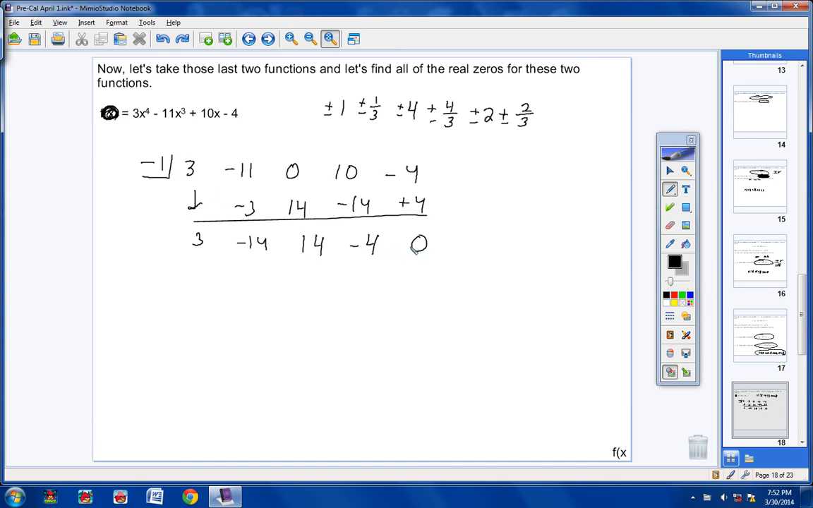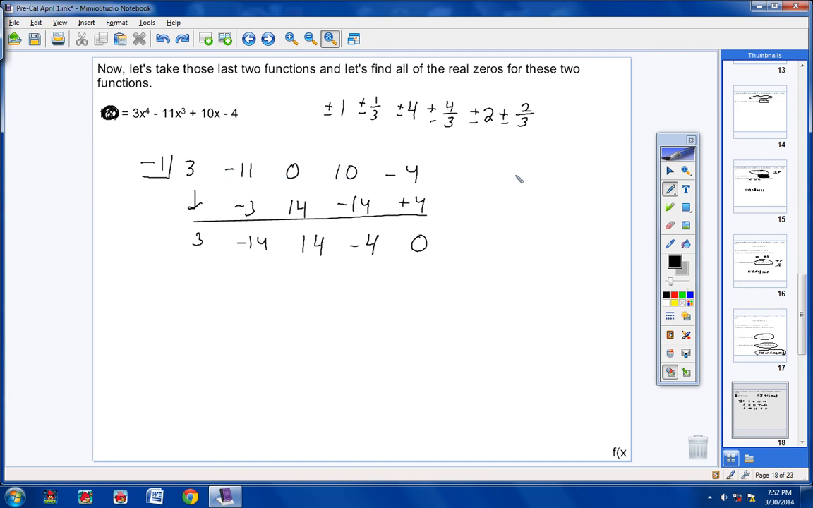Now, would you please let me help you? You're thinking, Mr. Earhart, the highest power is 4. That means I can have 4 zeros. I've got to keep testing all these numbers until I find 3 more? No, no, no. Not if you'll use this shortcut I'm about ready to show you. Are you ready for this? This is really, really neat.